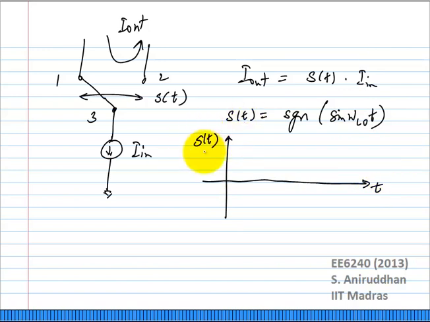So if the sin omega LO t looks like this, the signum function looks like this. Of course, I have shown it at the same amplitude. It need not be the same amplitude even. It is just plus 1 and minus 1. Right? It just goes between plus and minus 1. Now if I want to find out the output current, it's very straightforward. I just need to multiply the input current with the signum function and find out what the value is.